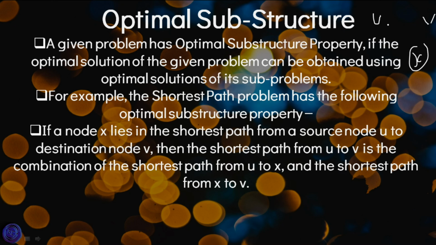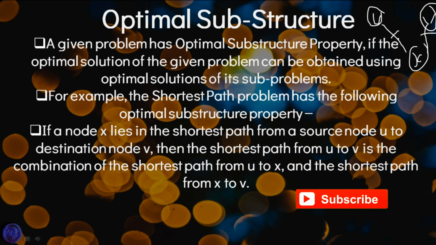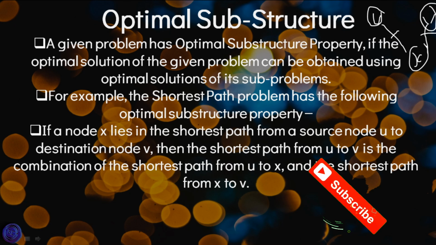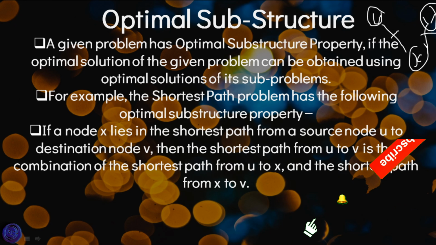So in order to get the optimal solution of the shortest path from the source node to the destination node, we are going to find the optimal solution of the subproblems. That means the shortest path from U to X and the shortest path from X to V. So this is one optimal solution and this is another optimal solution. By combining these two optimal solutions, we are getting another solution which is optimal, which obeys the property of optimal substructure. I think you get my point.